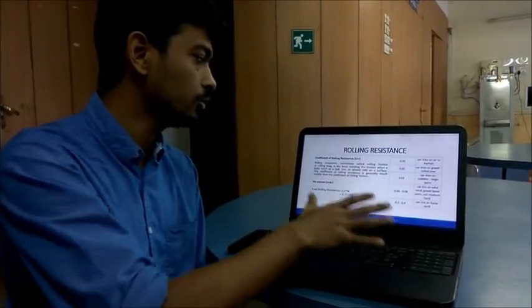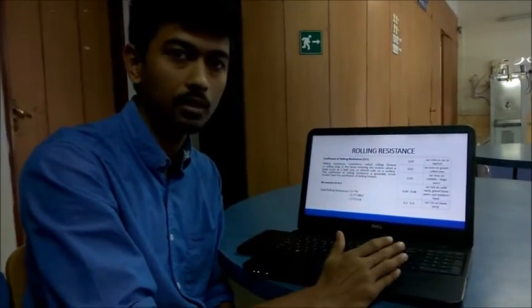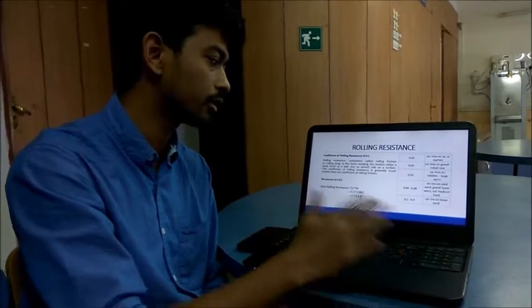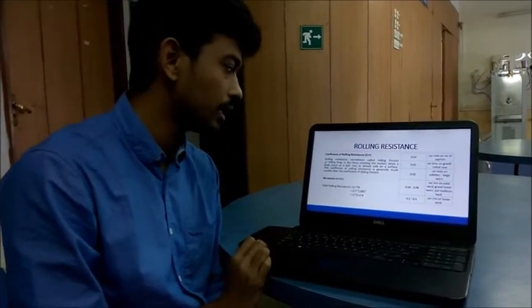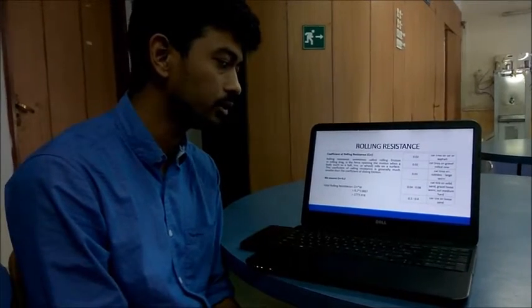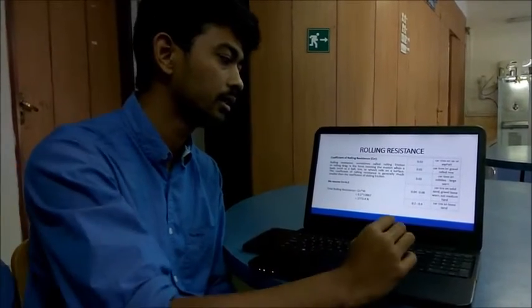So we have assumed the coefficient of rolling resistance to be 0.2, which is the loose sand value, for calculation. We know the weight of the vehicle, which we have assumed to be a Swift, is 13,867 newtons, and we get the total rolling resistance offered to the motion of the vehicle, which is equal to 2,700 newtons.